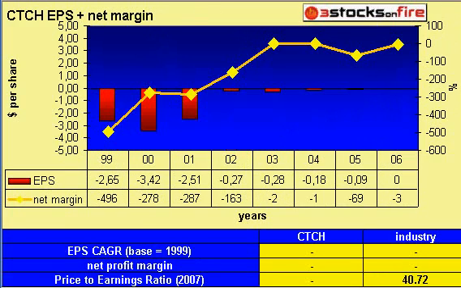Now, moving on to earnings per share and net profit margin. Well, what earnings per share? The company lost money every year since inception, and in 2006 they had 0 earnings per share. Net profit margin was minus 2.6% in 2006, and so there's no price to earnings ratio here.